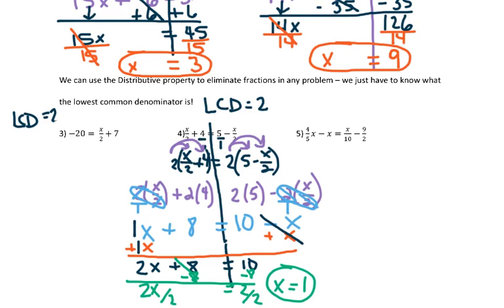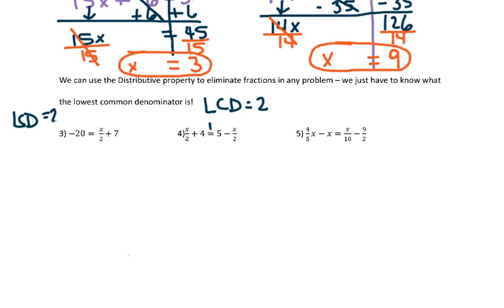Alright, one more example. And this last example has different denominators. So I'm going to put that x over 1. So the denominators are 5, 1, 10, and 2. So the LCD, the lowest common denominator, is 10 because all 4 numbers go into 10. So that means I'm going to multiply both sides by 10.